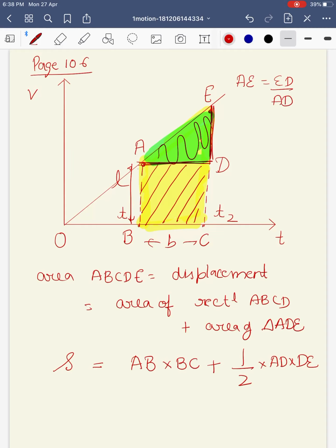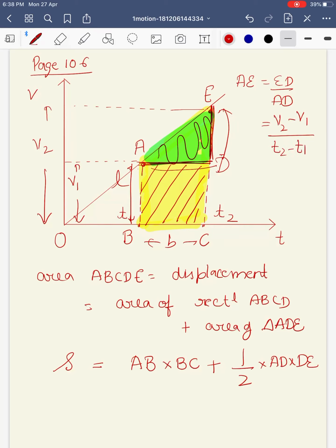Okay, if corresponding to point A, we take the velocity here as v1. Corresponding to point E, we take velocity as v2. Can you tell me what will be ED? It will be naturally v2 minus v1. And what is AD? AD will be t2 minus t1. What is change in velocity by change in time? That is rate of change of velocity and is equal to acceleration. Proofs as such for this will not be asked. I'm just telling you that how these relations are derived. You just have to remember the key points.